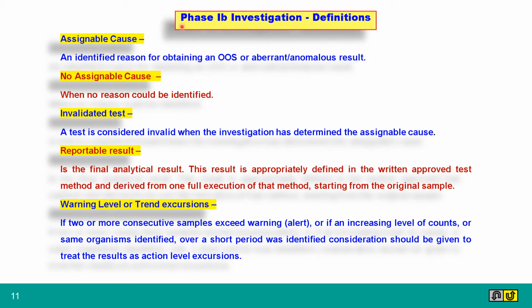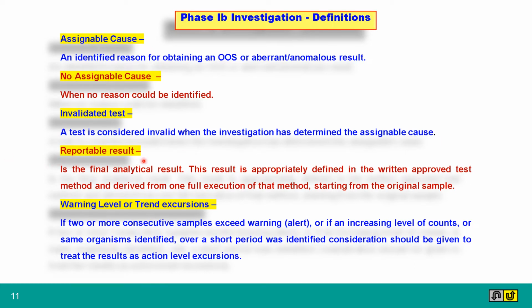Phase 1b, Investigation, Definitions. Assignable cause. An identified reason for obtaining an OOS, or aberrant, anomalous result. No assignable cause. When no reason could be identified. Invalidated test. A test is considered invalid when the investigation has determined the assignable cause.